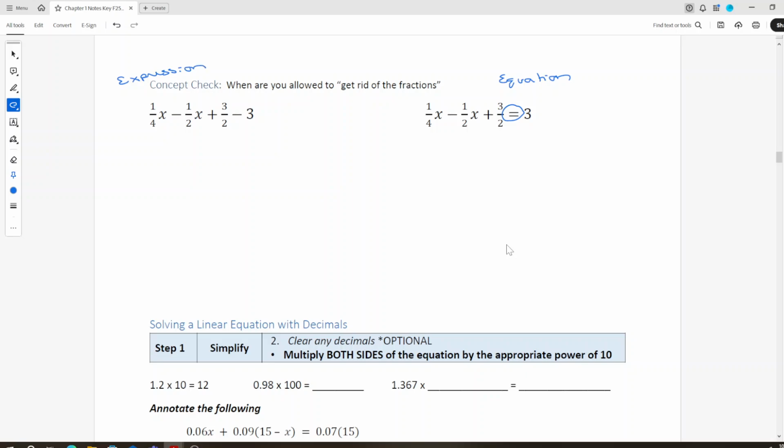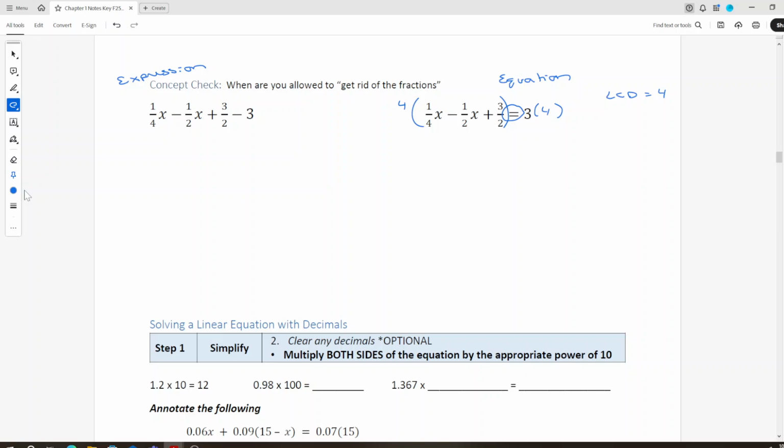My question to you is, if you have an expression with fractions, am I allowed to be like, hey, I don't like these fractions. I'm going to get rid of them. What I do to one side, I'm going to do to the other side. Uh-oh. An expression is not an equation. I'm allowed to look at this and go, hey, the lowest common denominator is 4. I'm going to multiply both sides of the equation by 4 because I'm keeping it equal.